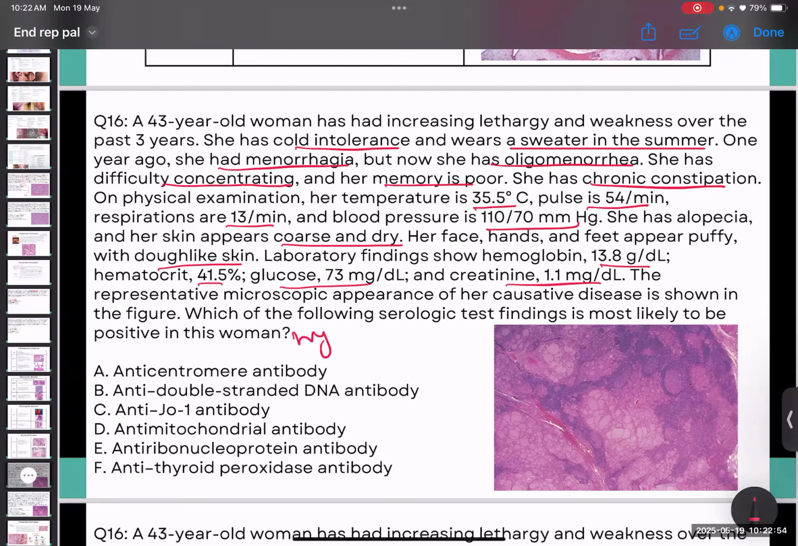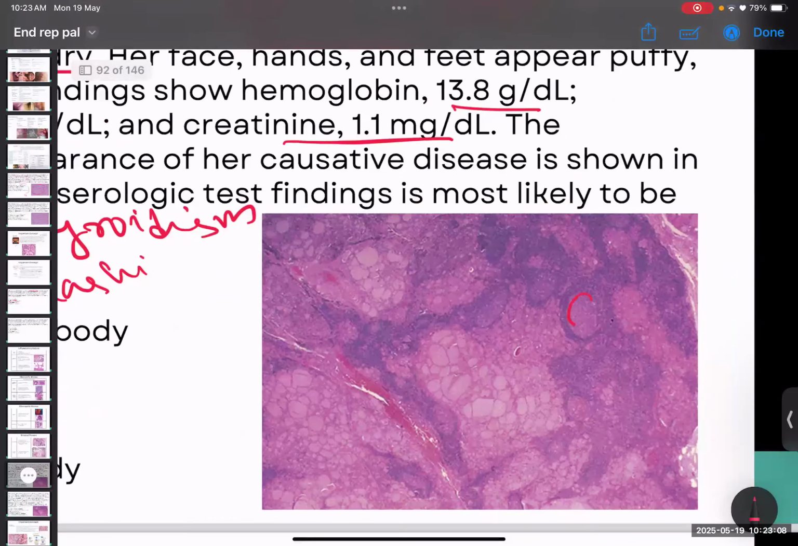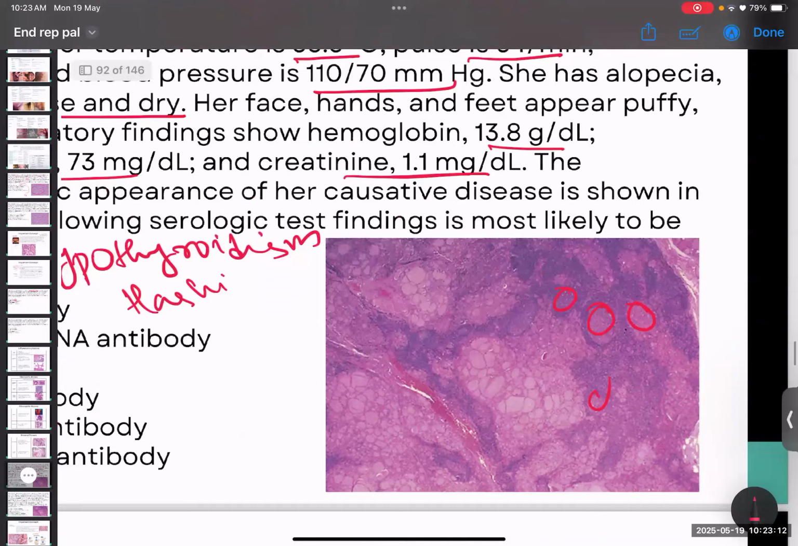So this is classic hypothyroidism. And the most common cause of hypothyroidism, like I said, in iodine sufficient regions is Hashimoto's. And in Hashimoto's, you see anti-thyroid peroxidase antibody. On the histopath, as you can see, there are germinal centers with lymphoid aggregates here. So very easy diagnosis.